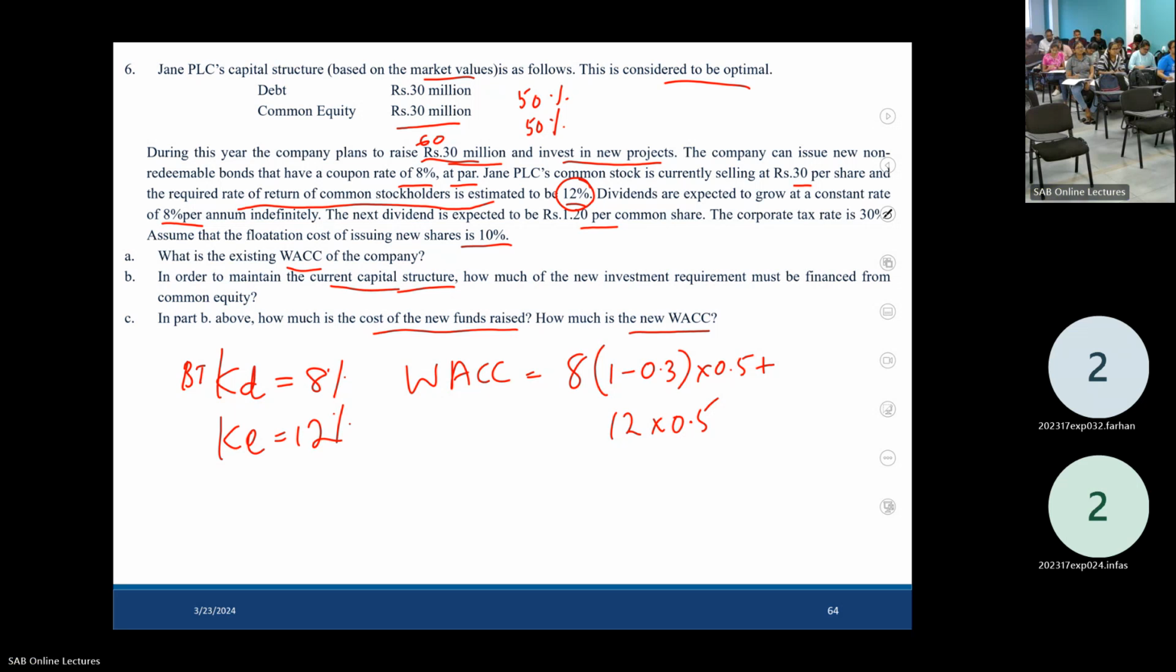Right. Part C. In part B above, how much is the cost of the new fund raise? So that is actually the marginal cost of capital. How much is the cost of the new fund raise? How much is the new weighted average cost of capital? Tell me what is the existing weighted average cost of capital? 8.8. The existing weighted average cost of capital is 8.8. Right. Now calculate the new one.